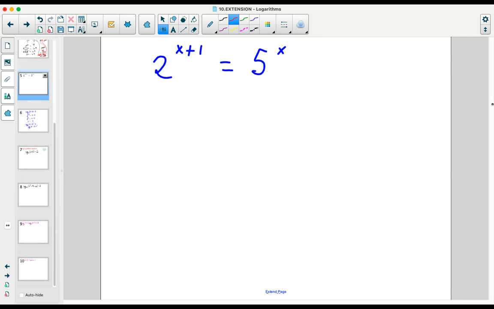In this example, we're going to look at solving an equation that has a variable in the exponent on both sides of the equation. Fortunately for us, this doesn't change a lot of our work as it relates to logarithms, but it will change a little bit of the manipulation that comes when we're trying to solve the equation.